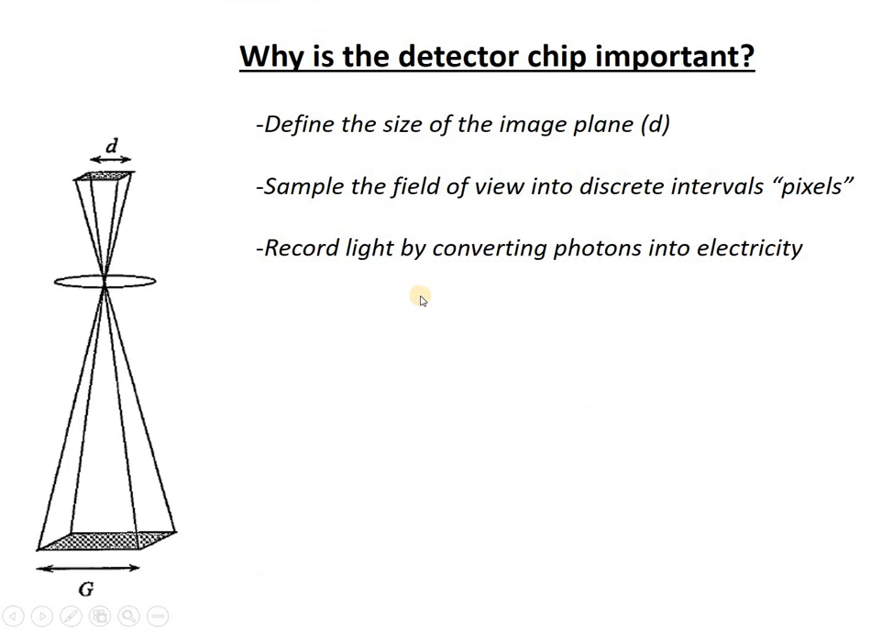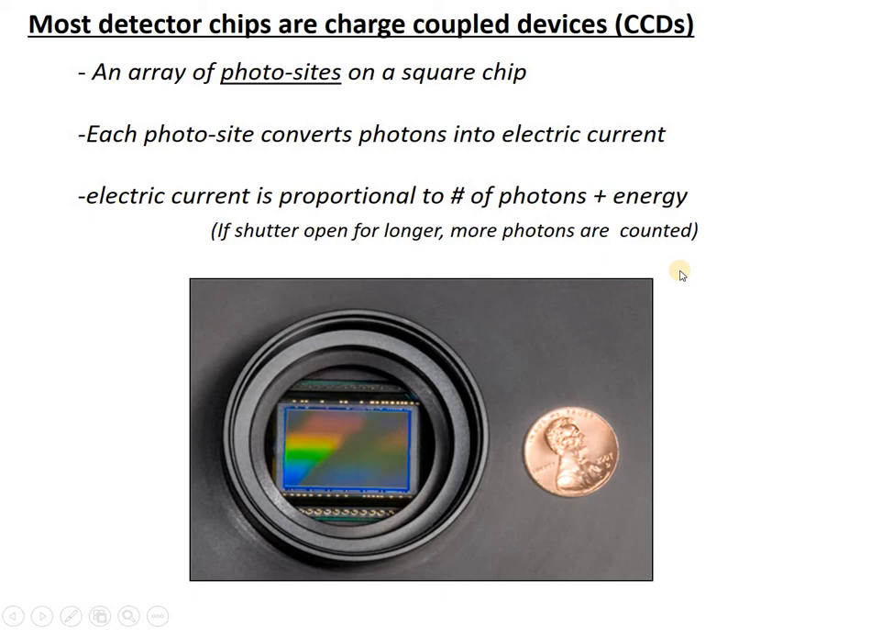Okay, let's explore that a little bit more. As I just said, it defines the size of the image plane. So it defines the image plane back here. And we're going to see in a second that it actually breaks this image plane into a bunch of discrete pixels. And it records light by converting photons into electricity. And the way that it does that is because most detectors are made of charge coupled devices. They are CCDs. Essentially, it is a semiconductor material.